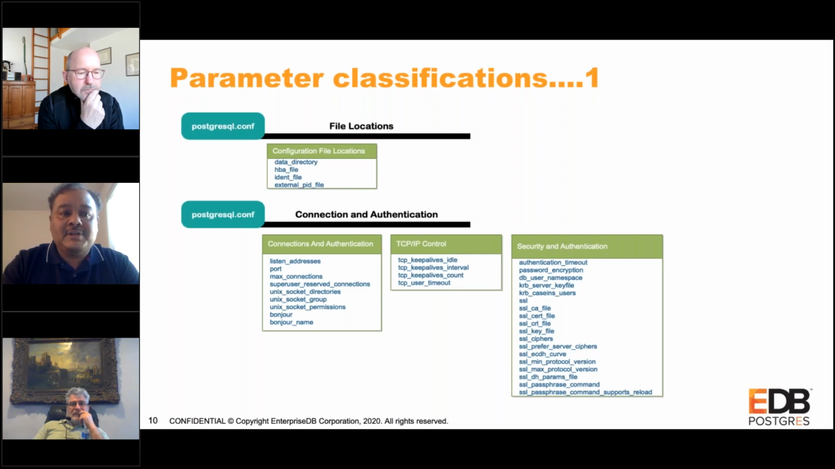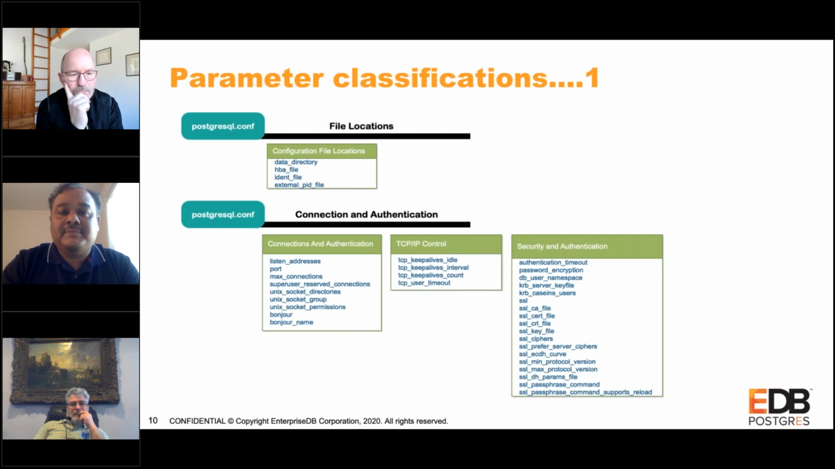So first is file location. If you open a postgresql.conf file, the first section is file location. That means the server needs to know where the configuration files are, and that information is in the configuration file location section. So where is your host-based authentication file, where is your ident file, and where is the data directory, that information is there in the file location section.